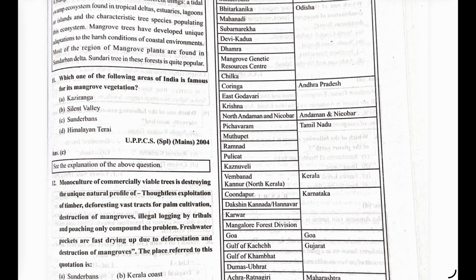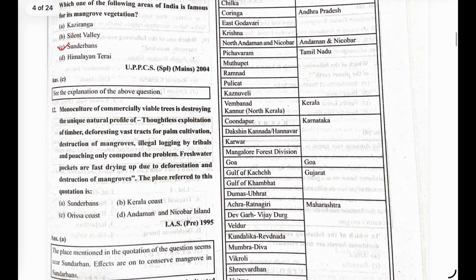Which one of the following areas of India is famous for its mangrove vegetation? So again this question is repeated. Sundarban. Monoculture of commercially viable trees is destroying the unique nature profile of the thoughtless exploitation of timber, deforesting vast tracts for palm cultivation, destruction of mangroves, illegal logging by tribals, and poaching only compound the problem. Freshwater pockets are fast drying up due to the deforestation and destruction of the mangroves. The place referred to in this quotation is where this is happening. This is happening in Sundarban. A lot of plants are being cut down.